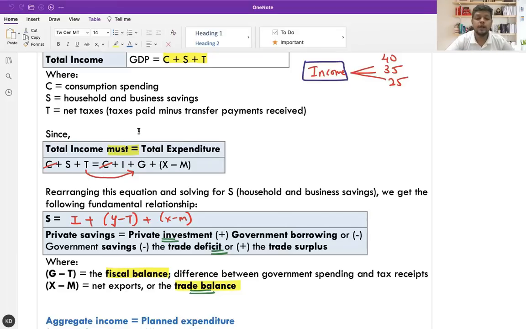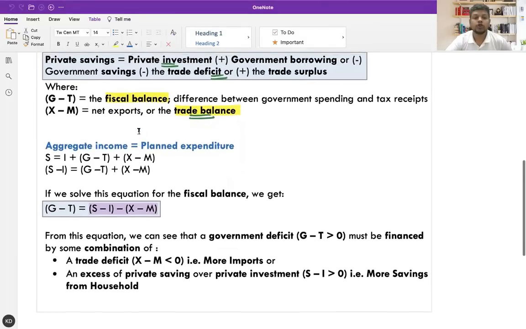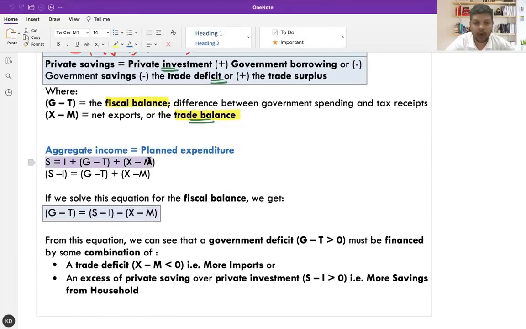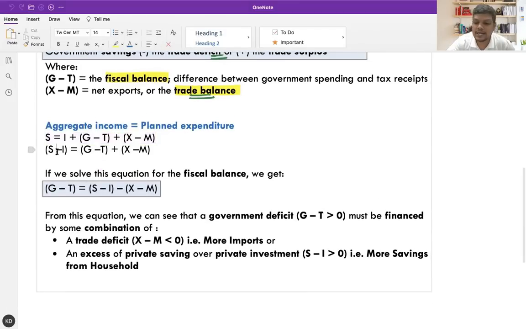So now, we know that aggregate income and expenditure should be the same. So I have just rearranged this equation where I've taken I on the other side. What was I? Investments, right? So now S minus I, what does S minus I stand for? Savings minus investment. That is the amount remaining for you to spend. Clear? Which is a combination of two things: G minus T, fiscal balance, and trade balance.